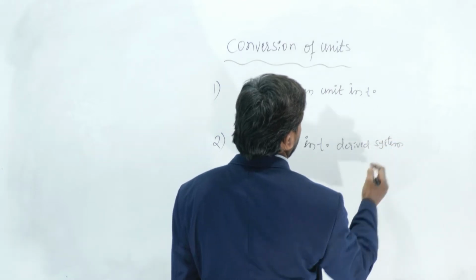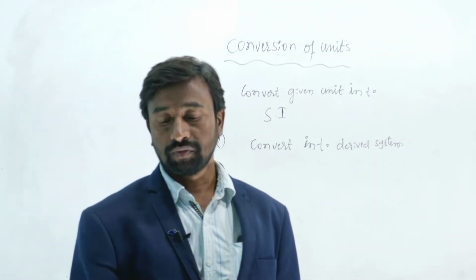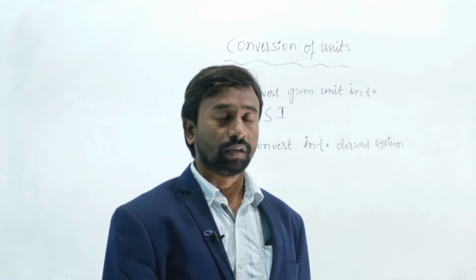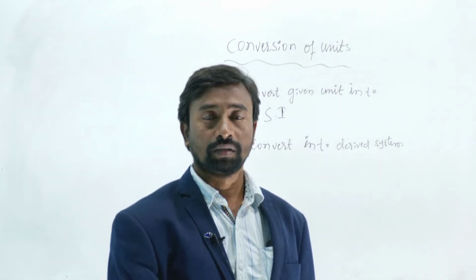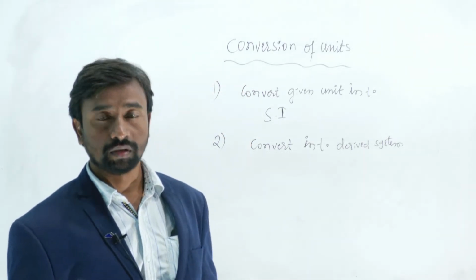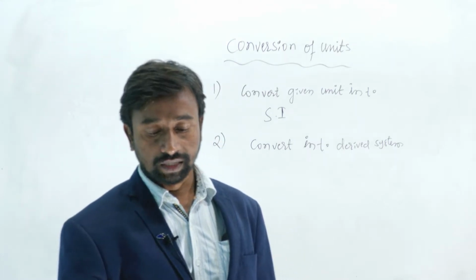Derived system means the system of units to which they want to convert; to that system we can convert. So it is better to convert first into the SI system, and from the SI system we can easily convert to the required system of units. Okay, these two rules we have to follow. So here we'll see the example.